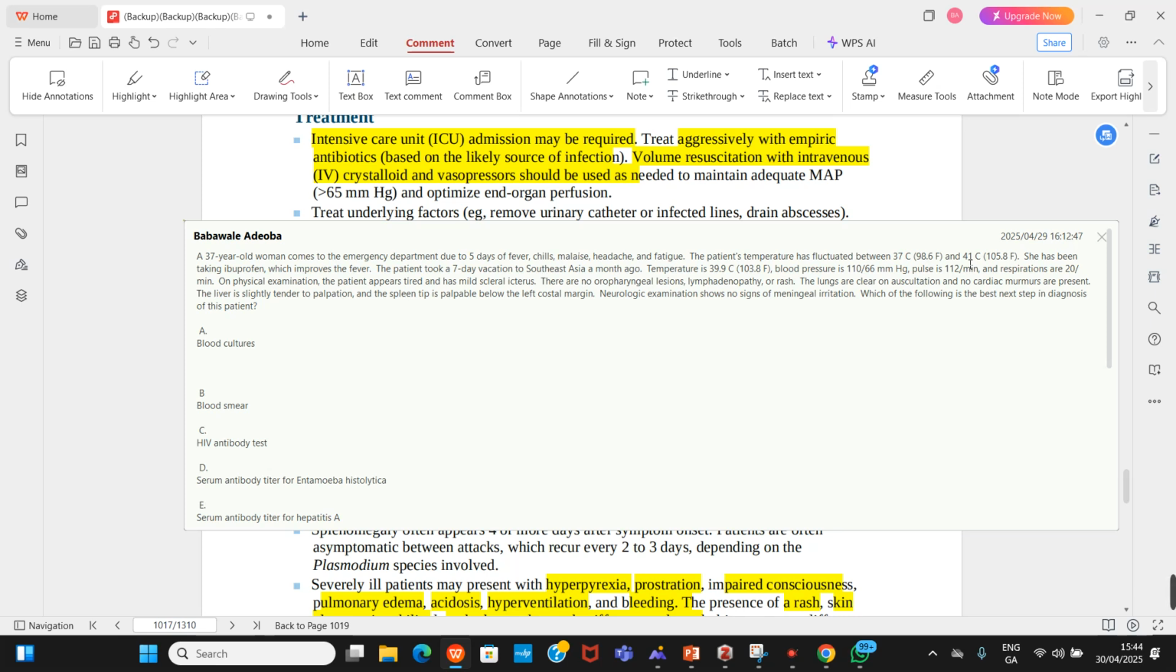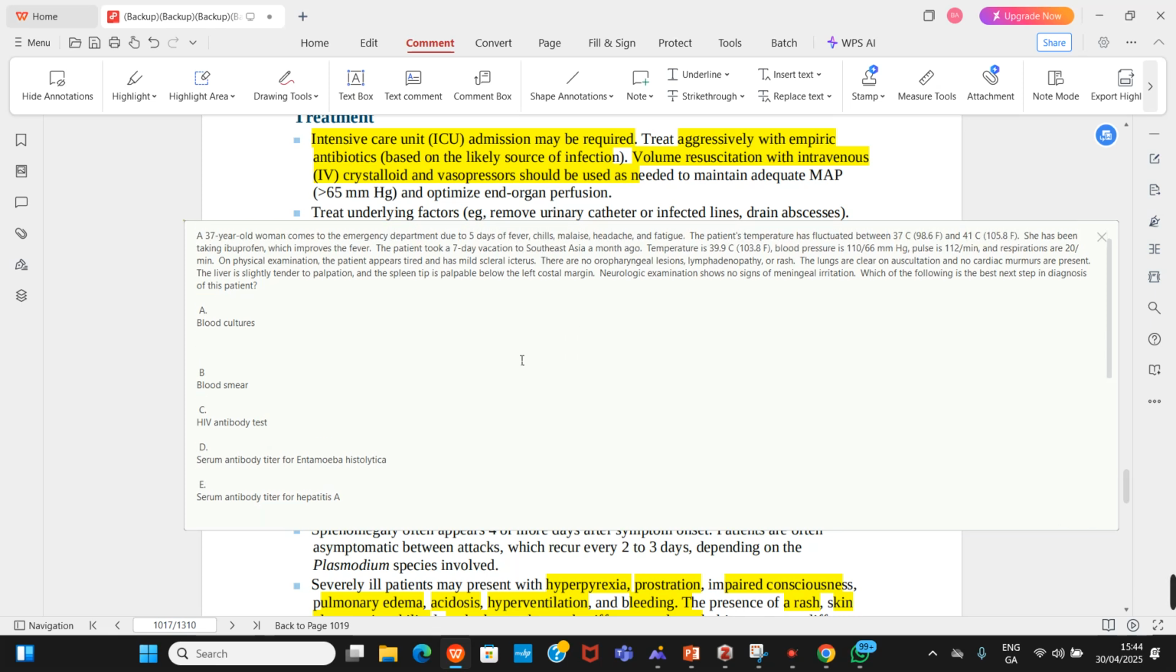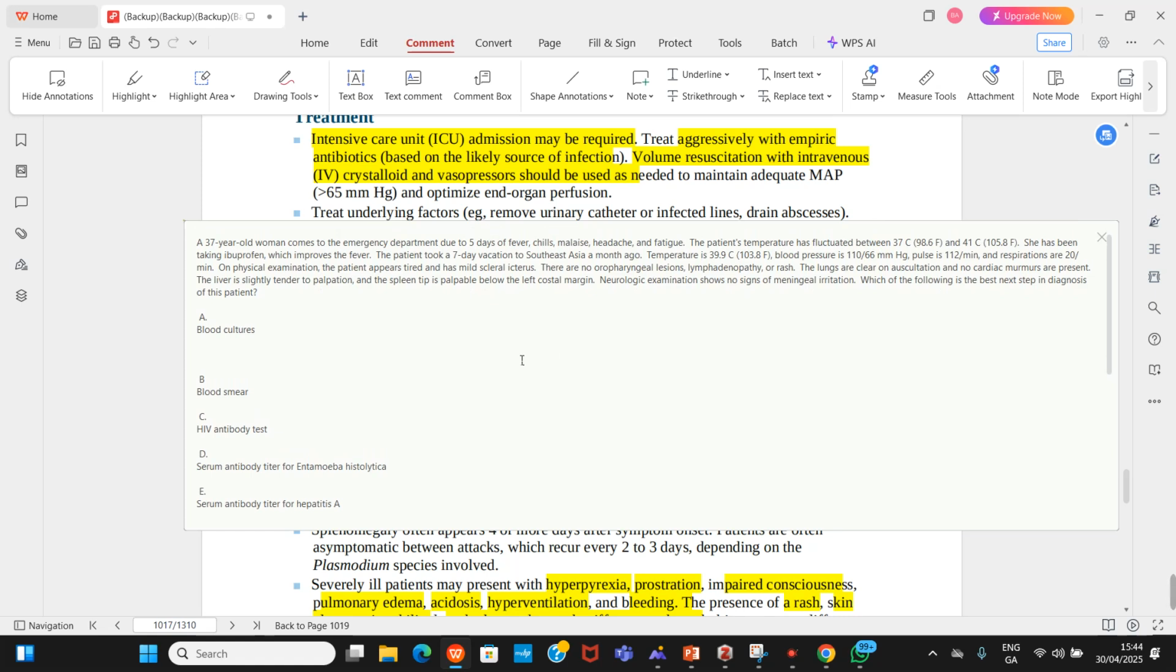The lungs are clear on auscultation and no cardiac murmurs are present. The liver is slightly tender to palpation. The spleen tip is palpable below the left costal margin. Neurologic examination shows no sign of meningeal irritation. Which of the following is the best next step in the diagnosis? What do you think this person is having? Malaria. So what do we do next? Blood smear. Just order a blood smear and this person is going to be fine.